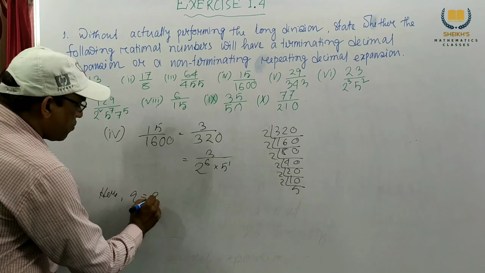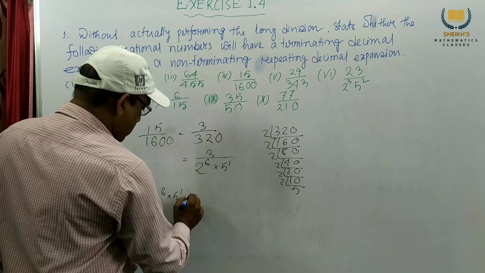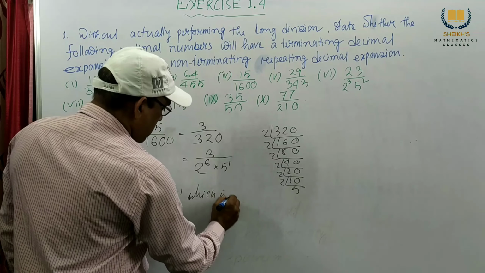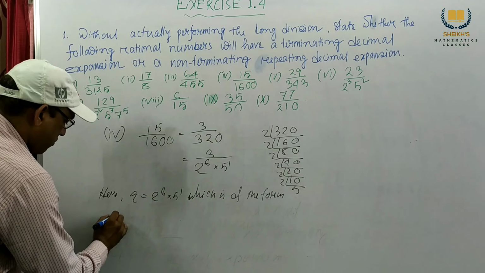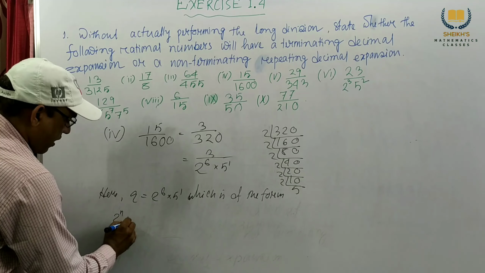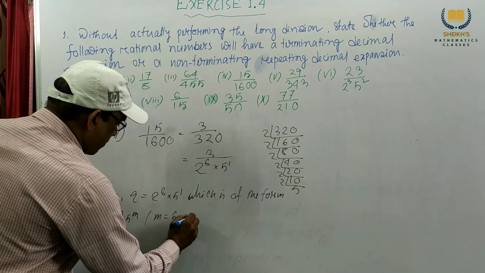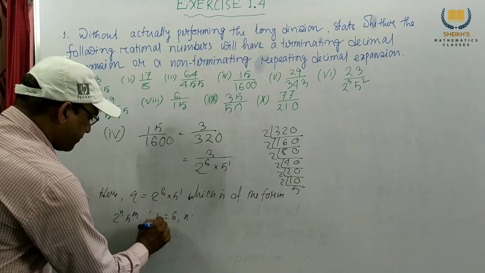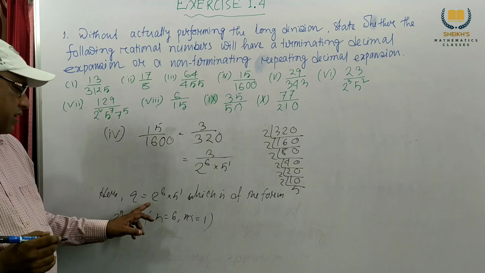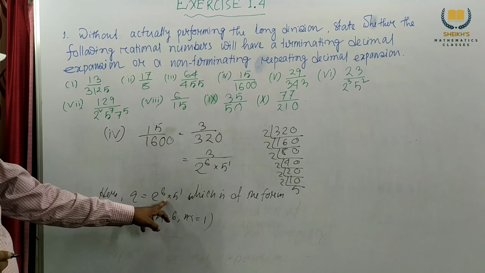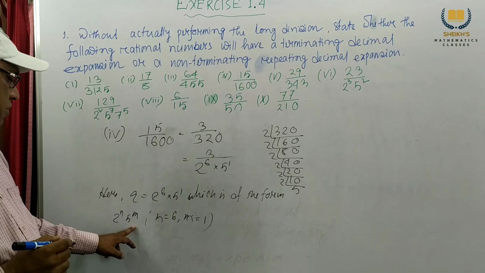q equal to 2 to the power 6 into 5 to the power 1, which is of the form 2 to the power n, 5 to the power m, n equal to 6 and m equal to 1. Here q equal to 2 to the power 6, 5 to the power 1, which is of the form 2 to the power n, 5 to the power m.